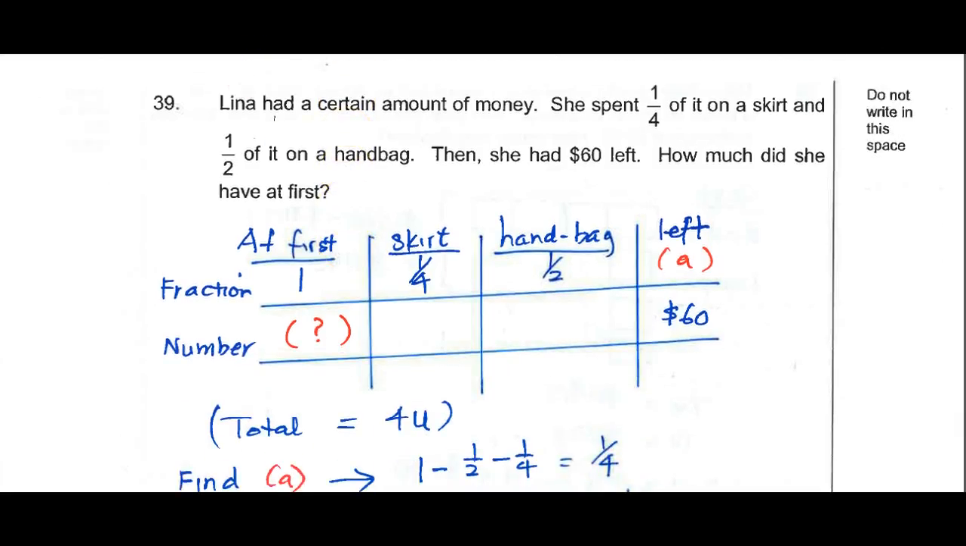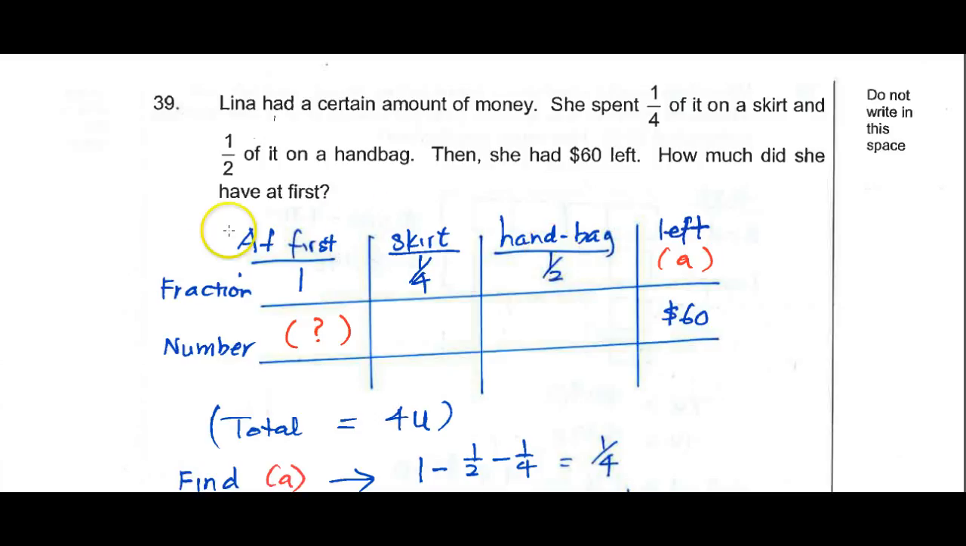Alright, let's take a look at this. Read this first before I zoom it in. Sorry. Lena had a certain amount of money. This is the certain amount of money she has at first. She did something to the money, and this is how much she has left.